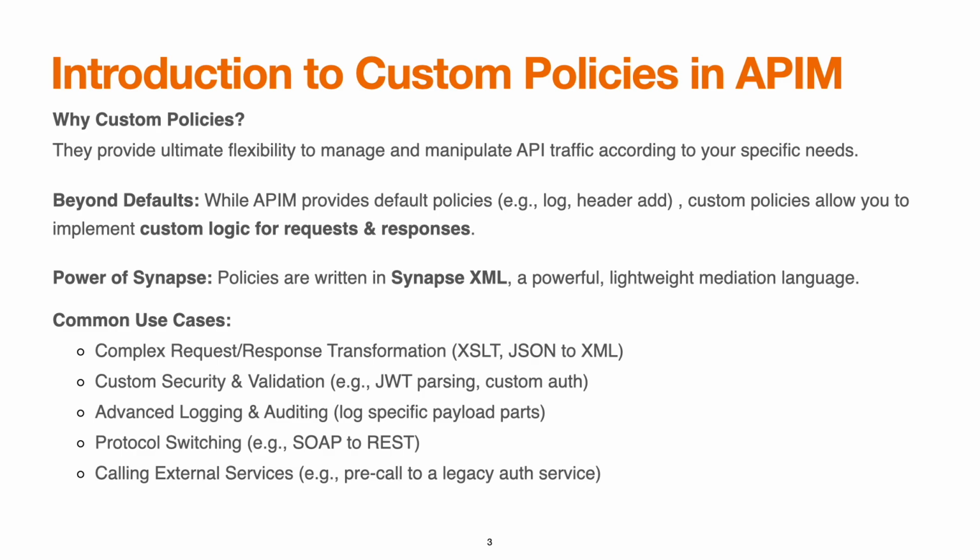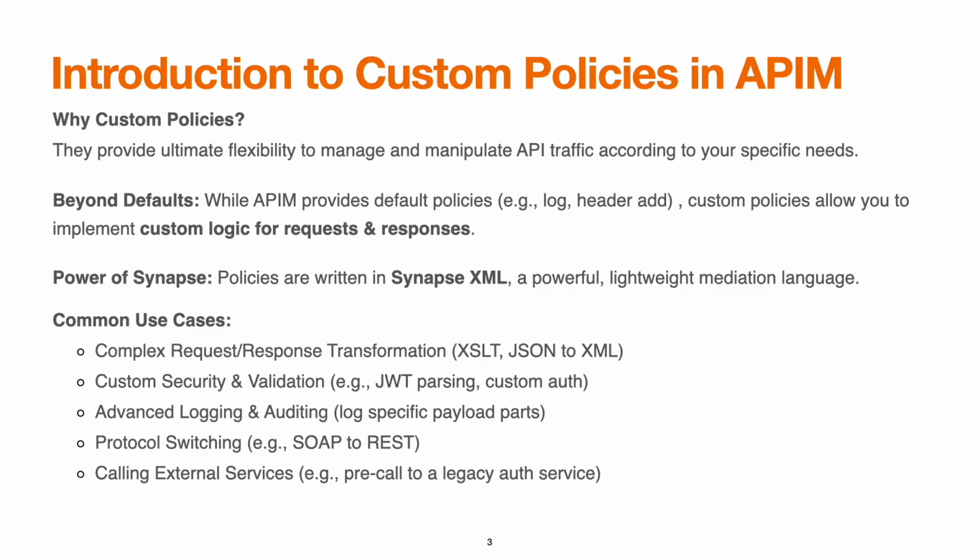Third, advanced logging and auditing. Instead of logging everything, you can write a policy to meticulously log only specific parts of the payload to a dedicated audit service for compliance. Fourth, protocol switching. You can seamlessly transform a modern RESTful JSON request into a legacy SOAP message for a backend service, acting as a true bridge between your old and new.